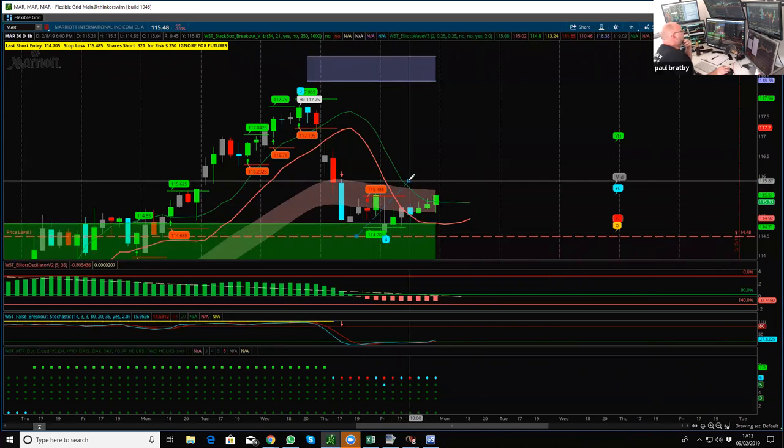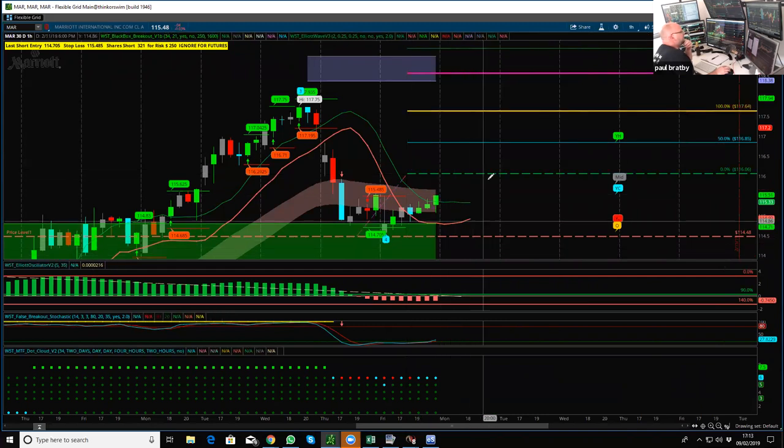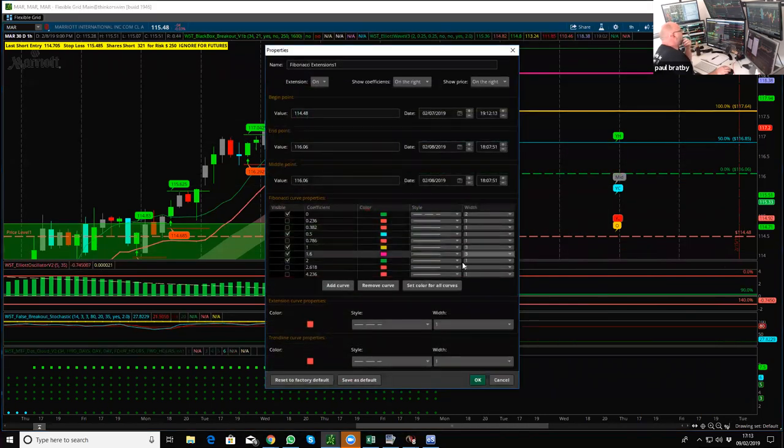I'm then going to take it to my entry price that I want. So 116.06. Click a second time and then click a third time at exactly the same price. That gives me my risk to reward. Again, I've put this as a template. So when I edit those properties, I've gone for my zero line as a green hashed line because that's my entry. That's my go line, if you like.